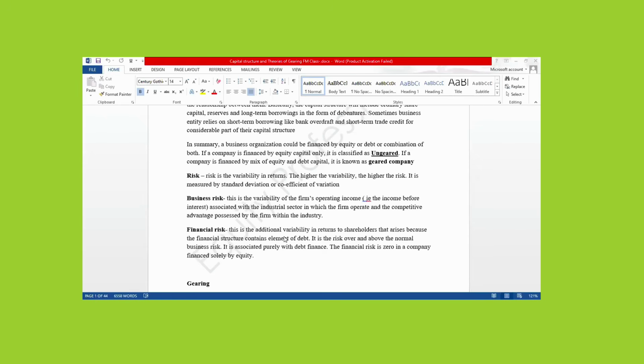Now, what is risk? Risk is the variability in returns. We can also define risk as volatility in returns. The higher the variability, the higher the risk. When you say risk, it's a situation where your return is unstable, where your investment return, your investment value, is fluctuating. Your investment value is changing. In that case, we say the investment is risky.